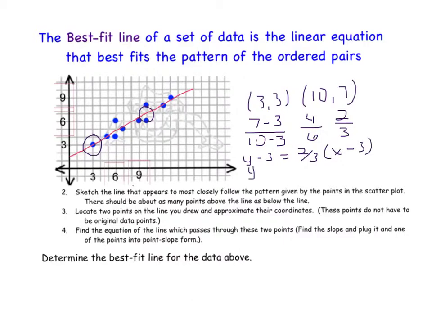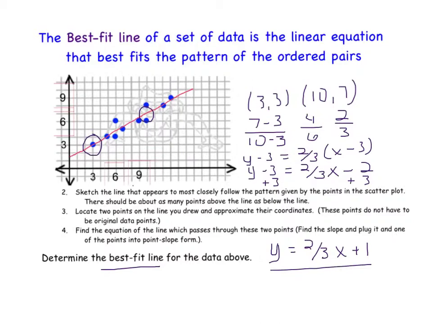Use the distributive property to get rid of those parentheses. So 2/3 x minus 2. And then add 3 to both sides to get y by itself. So the line of best fit has the equation y equals 2/3 x plus 1. That's my best fit line.